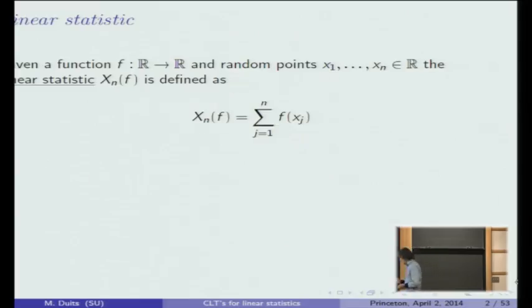So let me start out briefly with some notation. Suppose we are given a random collection of points x1 to xn, and then we can test this random configuration with a function f, which gives a linear statistic, the random variable that just sums the value of f at the random points.